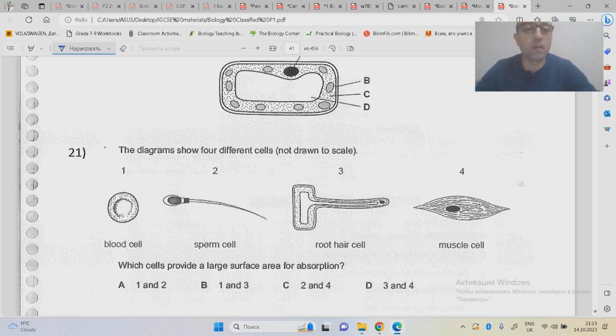Which cells provide a large surface area for absorption? This feature belongs to the root hair cell because this elongation is needed to increase surface area for better absorption of water and minerals. So 3 must be in the answer. Let's eliminate C and A. Then muscle cells don't have this type of feature, because they are not absorbing anything. So let's remove D. The answer is B. Red blood cells actually have a biconcave shape, which increases the surface area.